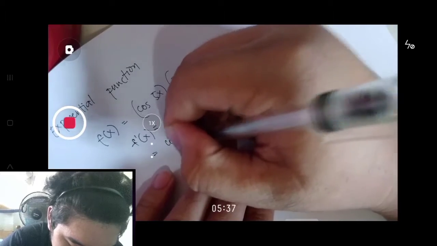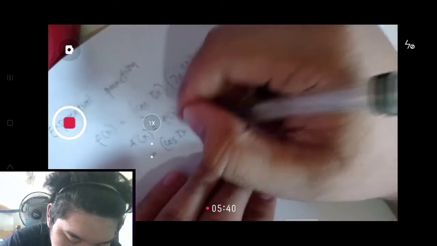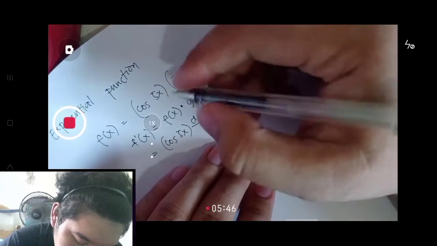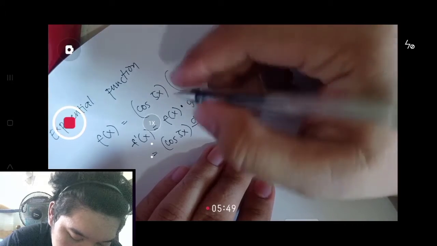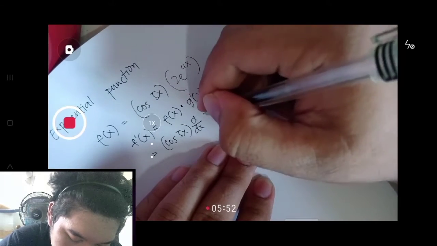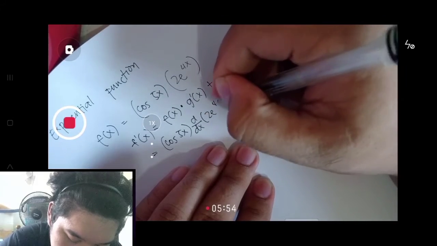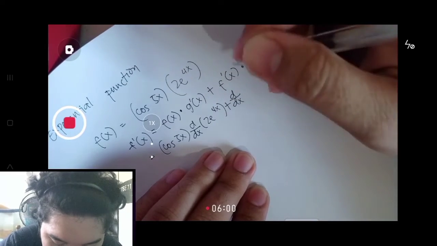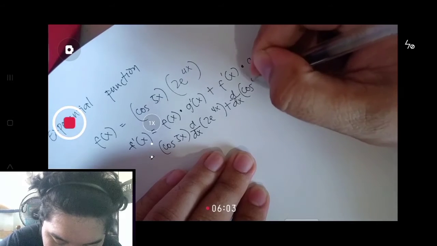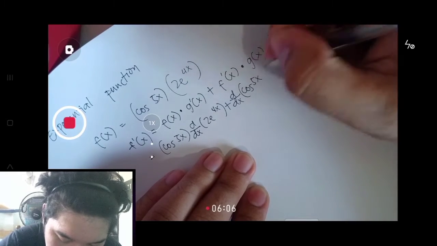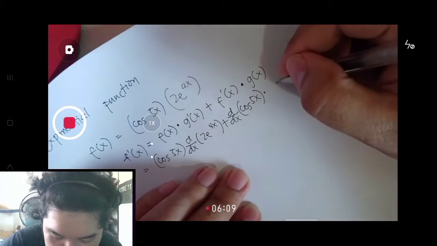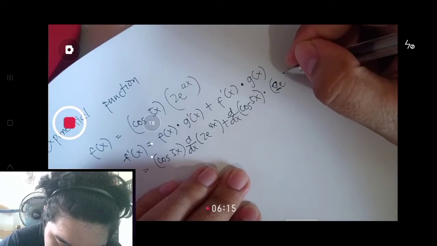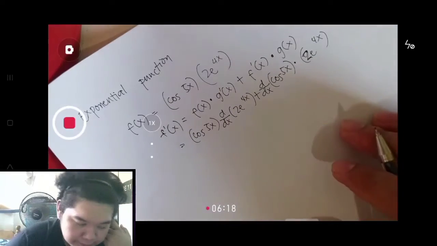So f of x natin is cosine 5x times the derivative of 2e raised to 4x with respect to x, 2e raised to 4x, plus the derivative of cosine 5x times g of x. g of x, which is the 2e raised to 4x. So ito na.